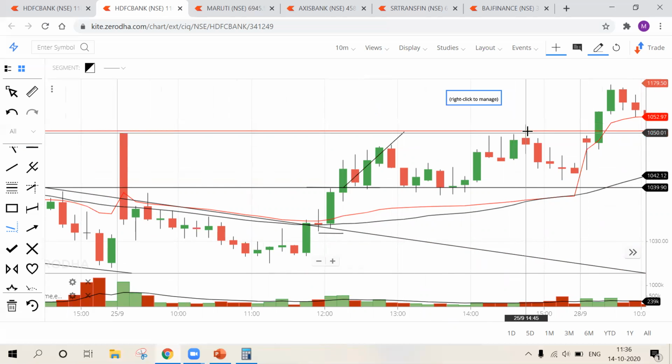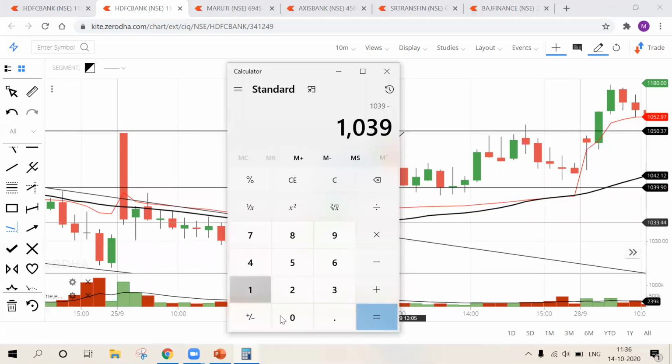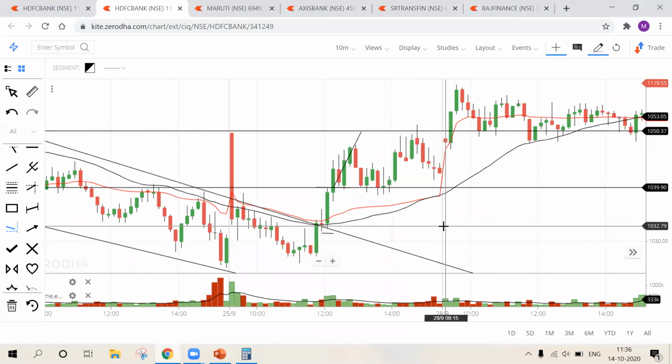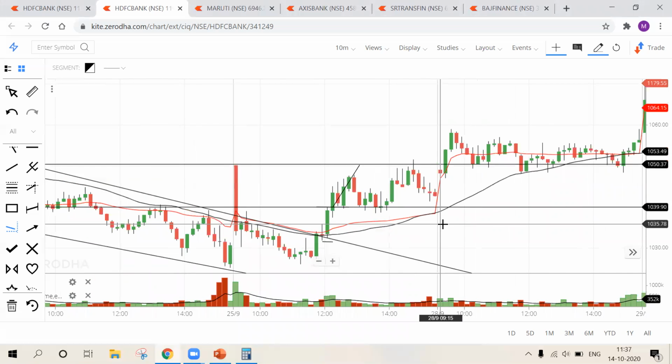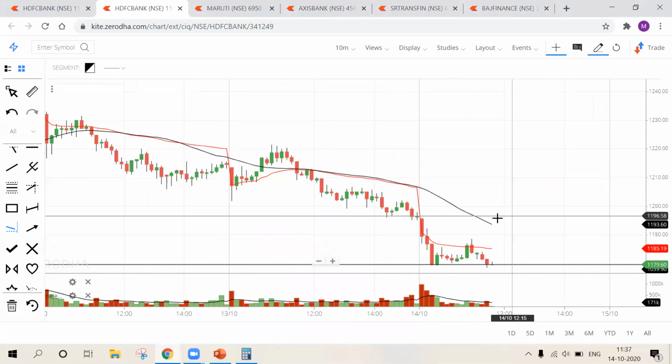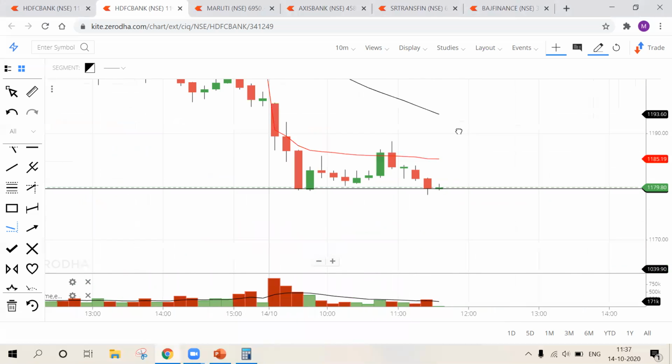At this point it's 1050. 1050 minus 1039 equals 11 points. I have got 11 points. Now 11 into, imagine that I am trading with 1000 quantities, 11,000 rupees, done for the day. One stock, one good move, you are done for the day. You can peacefully shut down your system and chill out the rest of the day. That's how our strategy works. This is the legendary price action strategy.